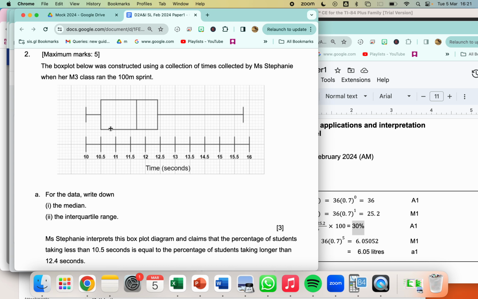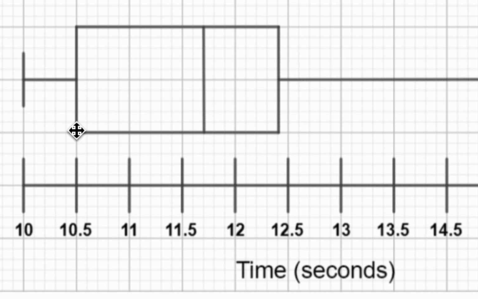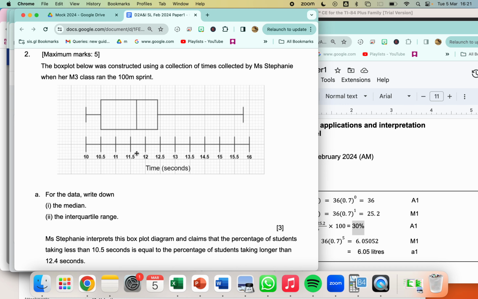Interquartile range, again, prior knowledge, something you should know. It's the difference between the lower quartile and the upper quartile. We are going to have a jump of 1 and then almost a jump of 2, but it's a little bit less. It's 0.1 less, so it's going to be 1.9, the length of the box.